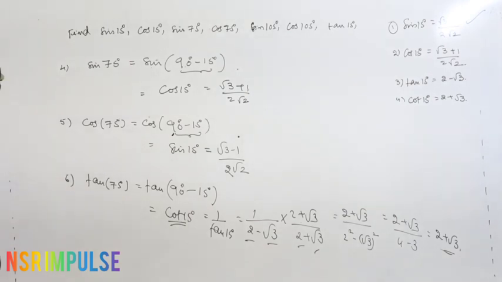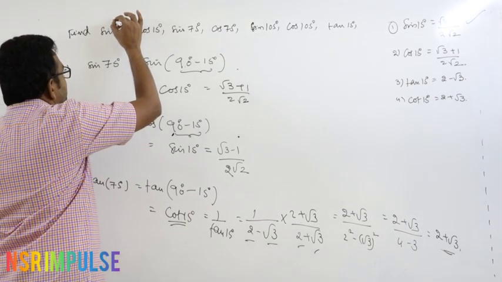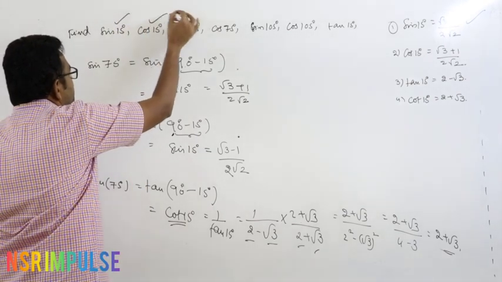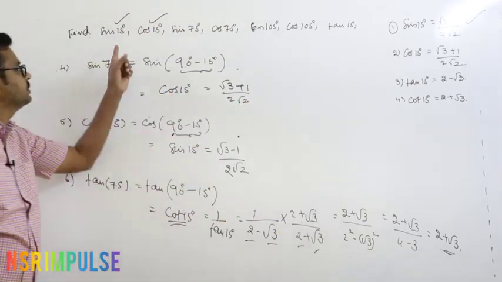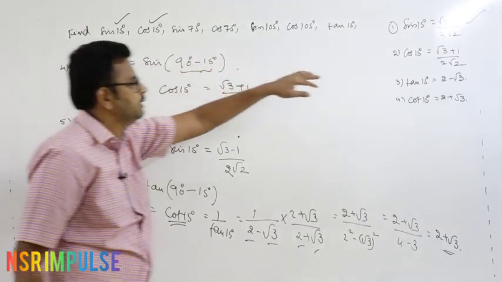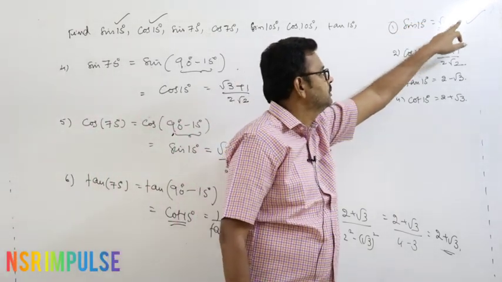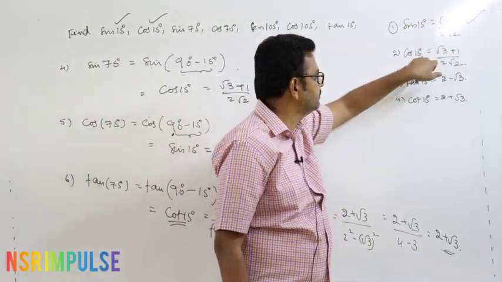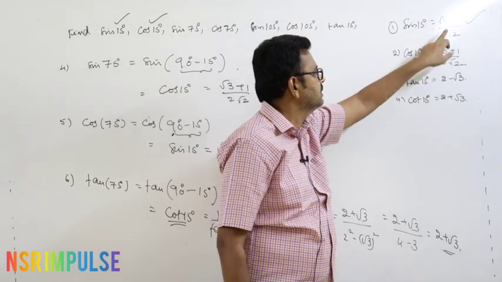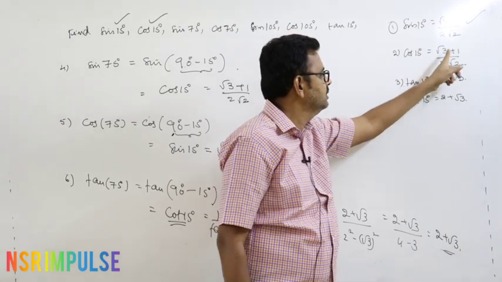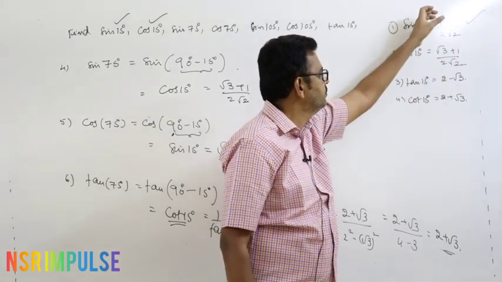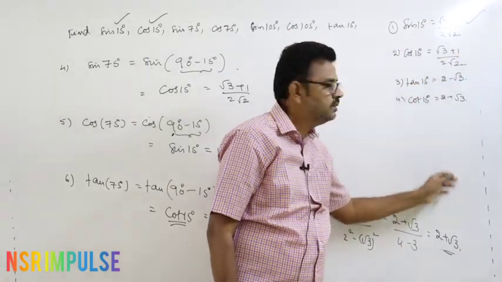So, if we remember these two, automatically you will get all the values by using these two only. Sin 15 degrees is root 3 minus 1 by 2 root 2, cos 15 degrees is root 3 plus 1 by 2 root 2, followed by that, you will get all the values.